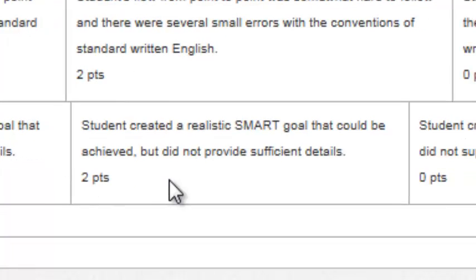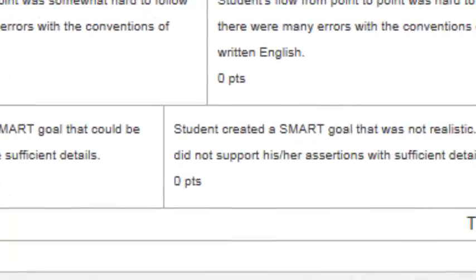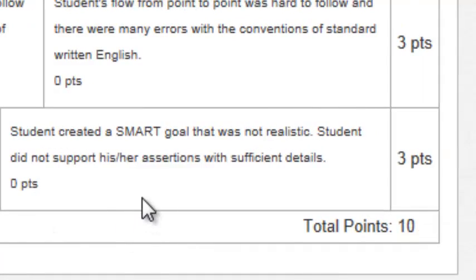If the student created a realistic SMART goal that could be achieved but did not provide sufficient details, then you would only receive 2 points. If the student created a SMART goal that was not realistic, and the student did not support his or her assertions with sufficient details, then you would receive 0 points.